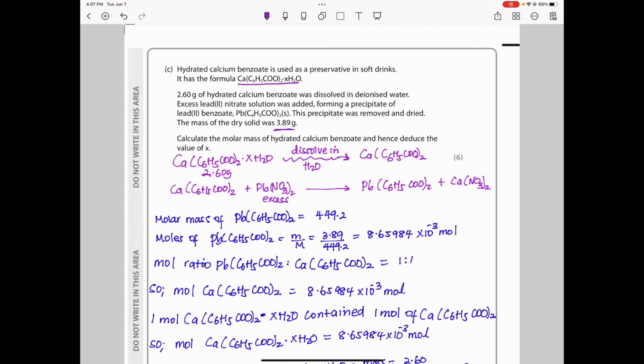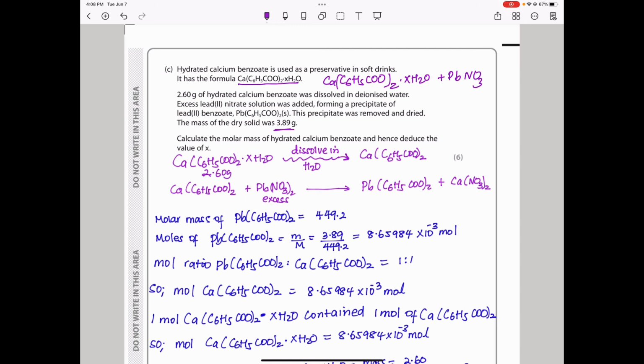So, they say calculate the molar mass of the hydrated calcium benzoate and hence deduce the value of X. I usually begin by writing equations. So if you had calcium, then C6H5COO, 2 of these, XH2O. And then you react them with lead(II) nitrate.